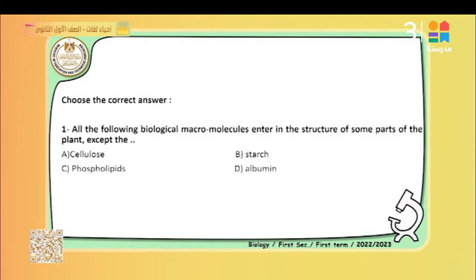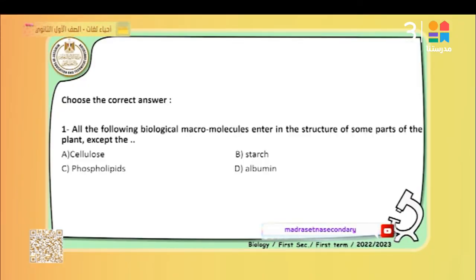Choose the correct answers. We can apply this to these questions. All the following biological macromolecules enter the structure of some parts of the plant except which one? Please focus on these questions. You can solve them easily by understanding the question carefully. Cellulose enters the structure of the plant. Does starch enter the structure of the plant? No. Why? Because it is storage, it does not enter the structure. So the best answer is B.